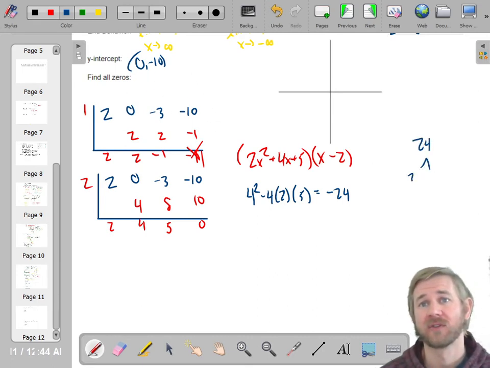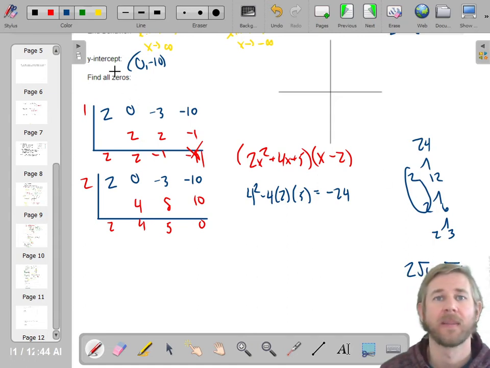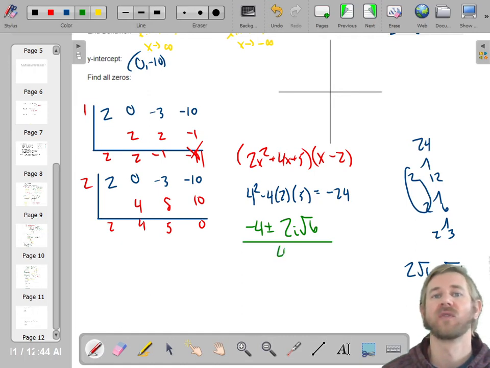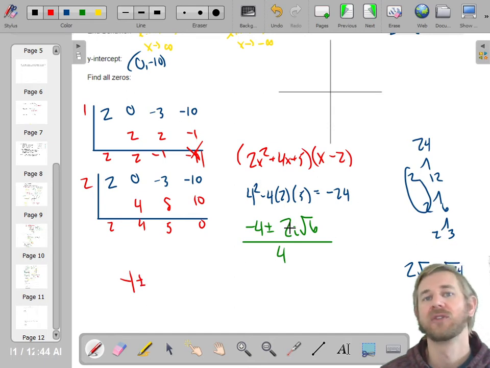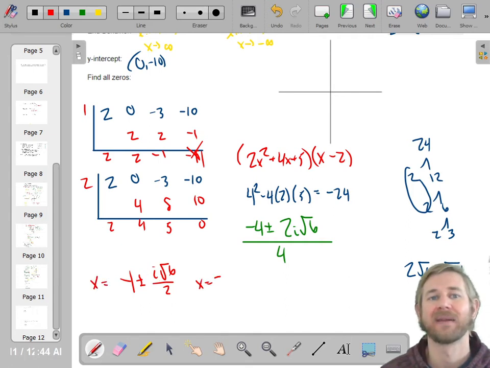So let's make a factor tree for 24. 2 and 6, 2 and 3. That'll be 2 radical 6. The square root of 24 is 2 radical 6. So the opposite of b, negative 4, plus or minus 2 radical 6. Oh, but it's negative, so it'll be 2i radical 6, because it's negative 24. Over 2a, 2 times 2 is 4. Now when you distribute the 1/4, negative 4 divided by 4 is negative 1. And 2 divided by 4 is 1/2. So it'll be i radical 6, and we'll just put it all over 2. So there's 2 of my zeros, and the third one is at positive 2.